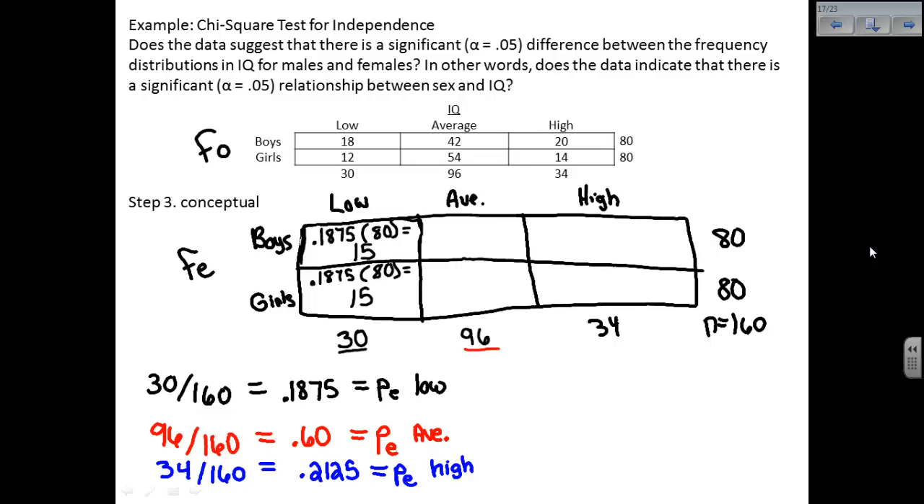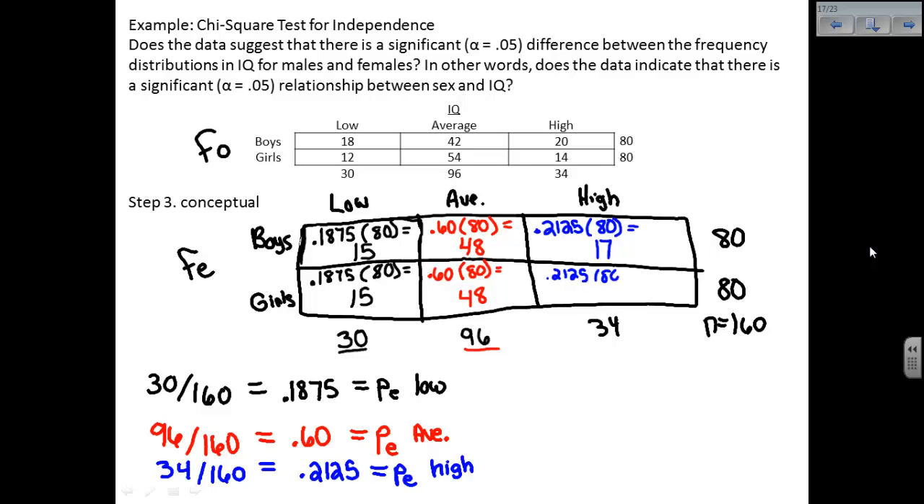So if 60% of our entire sample has an average IQ, or in other words, a proportion of 0.60, multiplied by the number of boys, you end up with 48 boys. And 0.60 is the proportion for the entire sample multiplied by the number of girls, 48. The next one. 21.25% of our entire sample has a high IQ, or P equals 0.2125. So we want to make sure that 21.25% of the boys are placed in the high IQ category, and 0.2125 times 80 gives you 17.